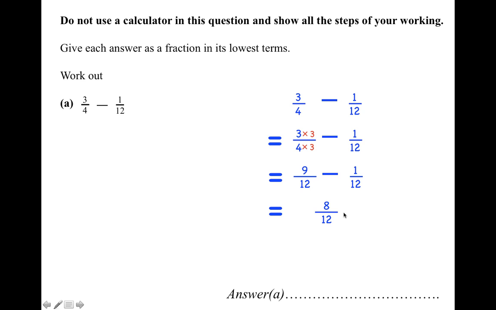And 8/12 is not in the lowest terms possible. It can be reduced. 8 and 12 can both be divided by 4. So we divide everything by 4/4, which is just like dividing by 1, really. So we're not making anything bigger or smaller. We're just converting the 8/12 into 2/3 when we divide by 4/4.